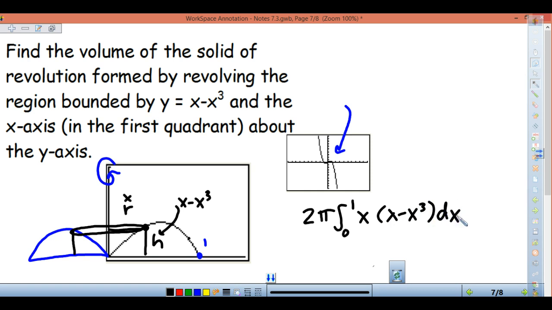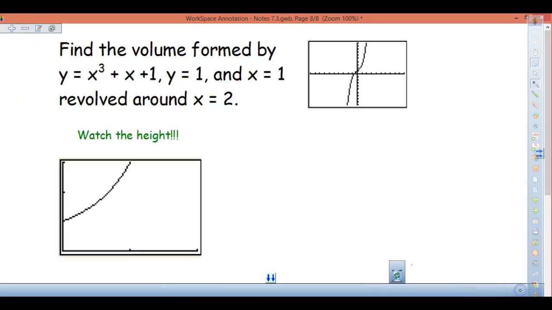So you may be thinking to yourself, is the radius always going to be x or y? Well, not necessarily. It depends on what you're revolving around. So for instance, let's look at something else. Find the volume formed by the cubic y equals x cubed plus x plus 1, the line y equals 1, and the line x equals 1, revolved around the line x equals 2. Let's get our sketch drawn in so we can identify the radius and the height.